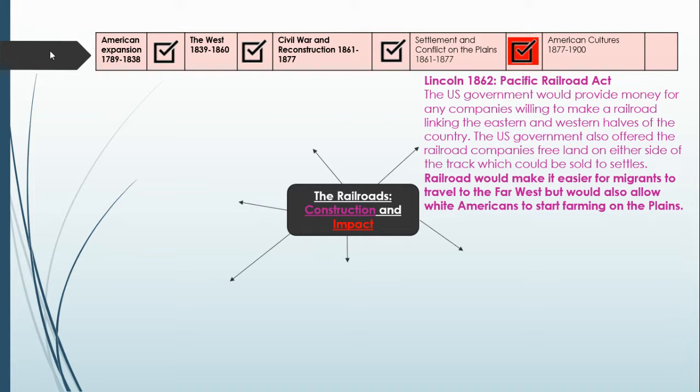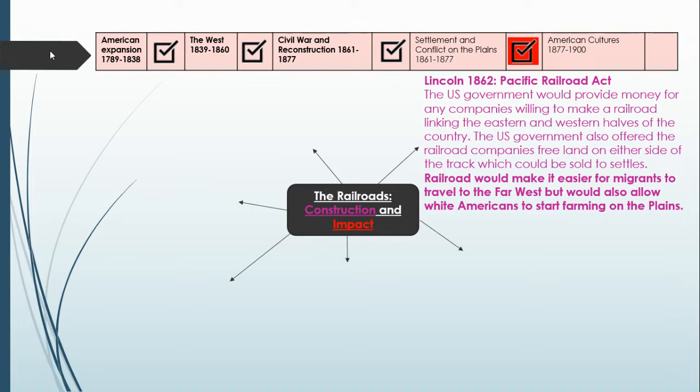So Lincoln in 1862, which remember was during the American Civil War, passed the Pacific Railroad Act. Remember when Lincoln was making his promises in the hope that he was going to be elected in 1860, he had stated that he would build a railroad in the northern states of America. It was one of his promises, and it is something that he carries out.